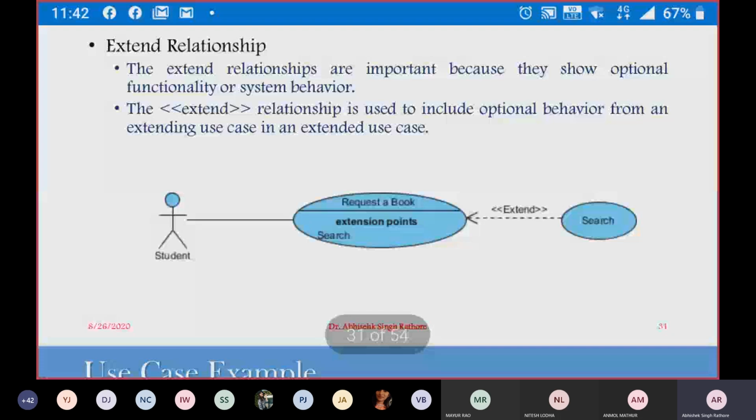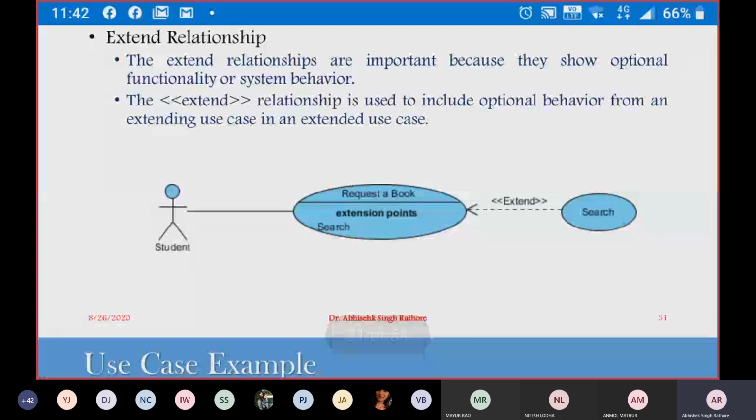In this ellipse, your base use case is divided into two parts. First is the name of your function, and then you have extension points. These extension points are below your line. So you have two compartments for your base case for implementing your extend relationship. In the upper part, you write the use case name as a verb plus noun phrase, and in the second part you add an extension point, so you can use search as an extension point.